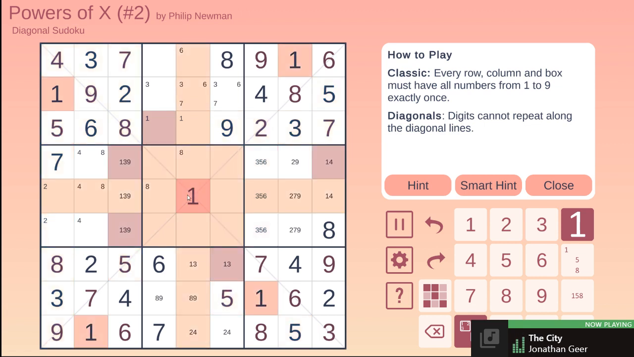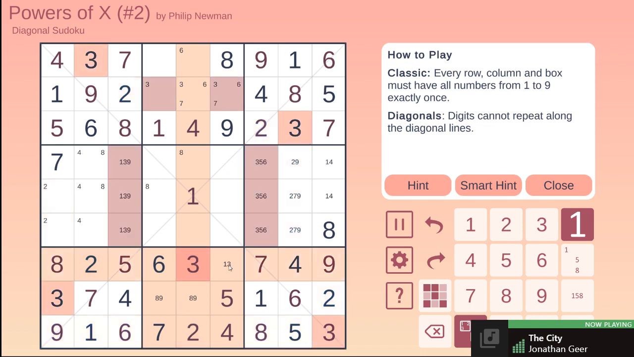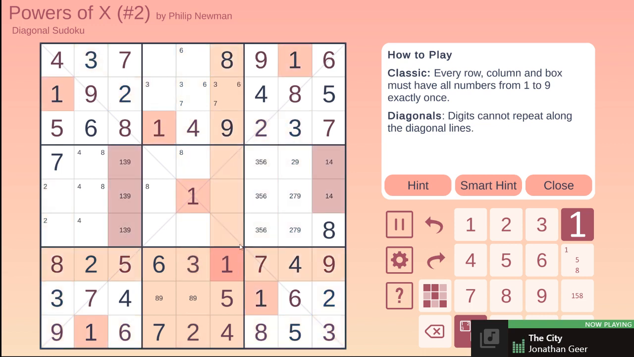So this has to be a 1. Which means this also has to be a 1. Which means this has to be 1, 2, 3, 4. It's good. Which means this has to be a 4. Which means this has to be a 2. Which means this has to be a 3. Which means this has to be a 1. Great.